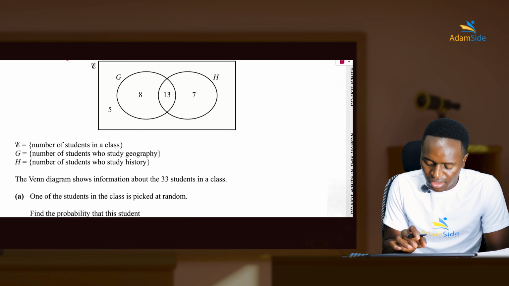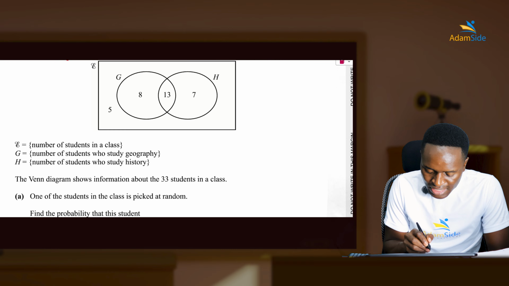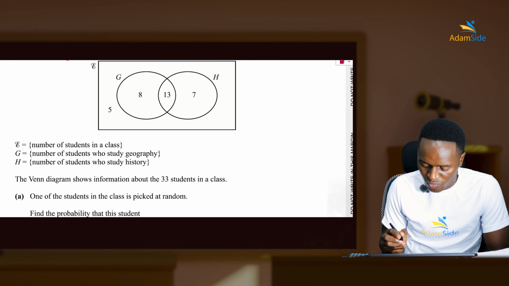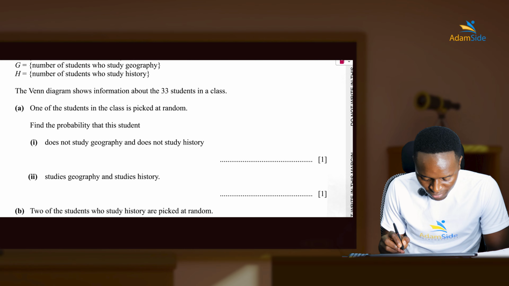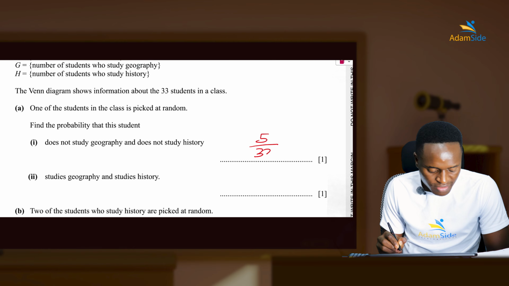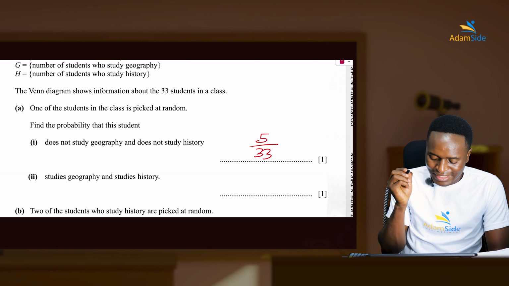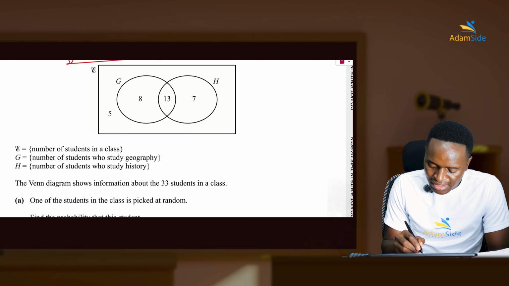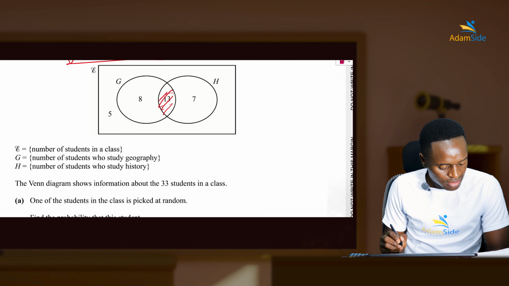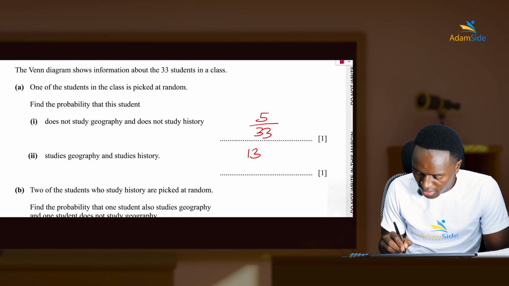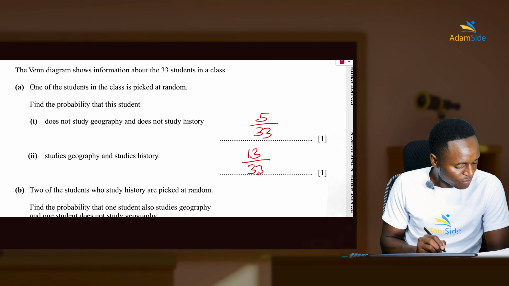It's within the circle, but it's outside, 5. So it's 5 out of 33. That's the probability. 5 out of the total. 5 out of 33. And then studies geography and studies history at the intersection. 13 out of the total, which is 33.